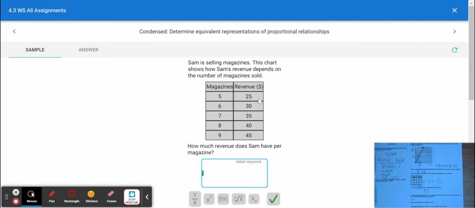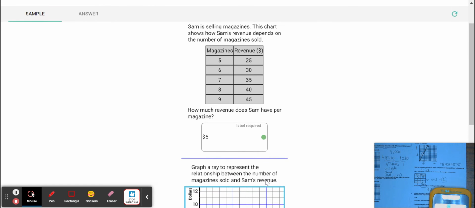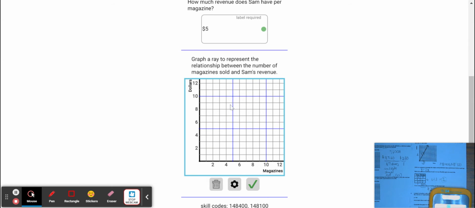You get a variety. So this one, they gave us the table and they ask a few questions. This one says 5 magazines cost $25. So I'm going to do 25 divided by 5. That tells me the relationship is $5 each. So the relationship shows me the revenue, $5 each. Check that off. We're good to go. Now I need to graph it. Remember, that relationship of 5 means y equals 5x.